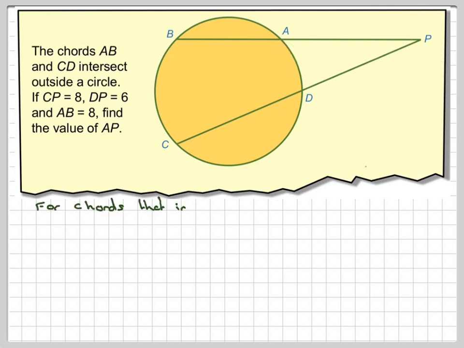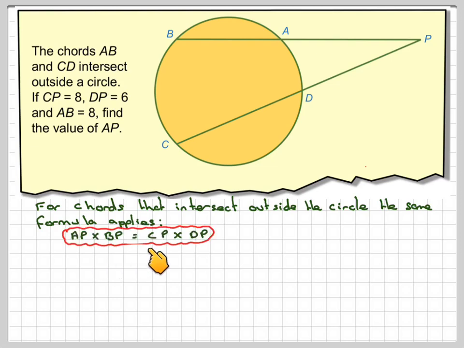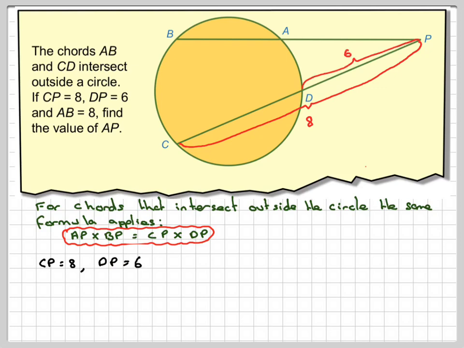Okay, so for chords that intersect outside the circle, the same formula applies as when they do intersect inside the circle, that AP times BP is equal to CP times DP. So CP is 8, so we're going to annotate our diagram here. Now the diagram's not to scale, so don't get put off by that. So this is 8, DP is 6, and AB is 8. This distance here, AB, is 8.